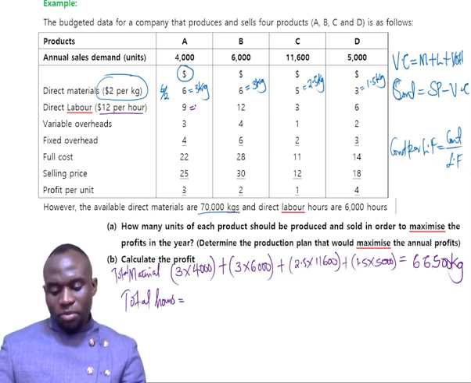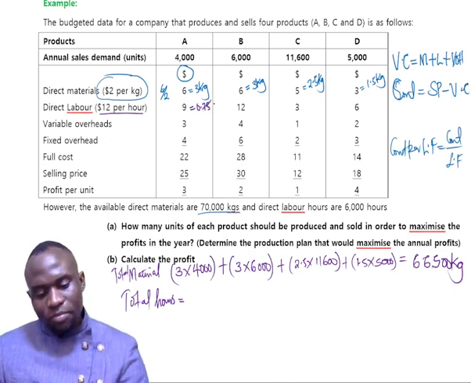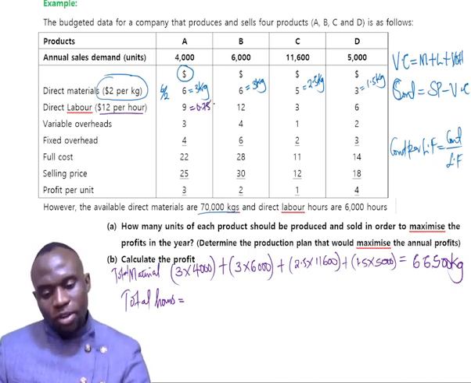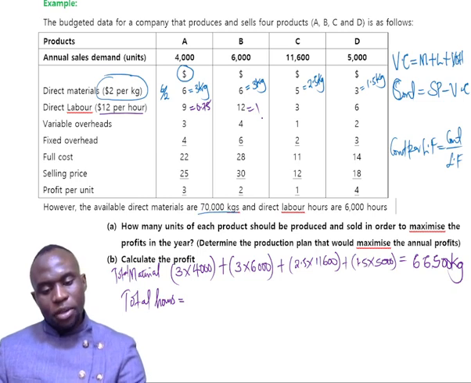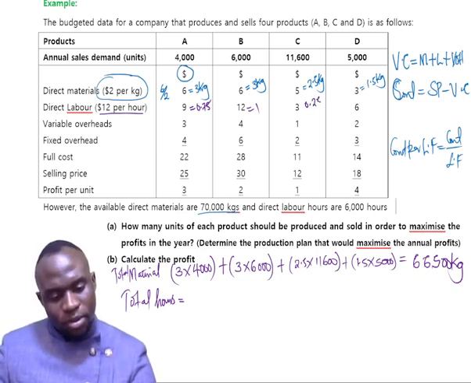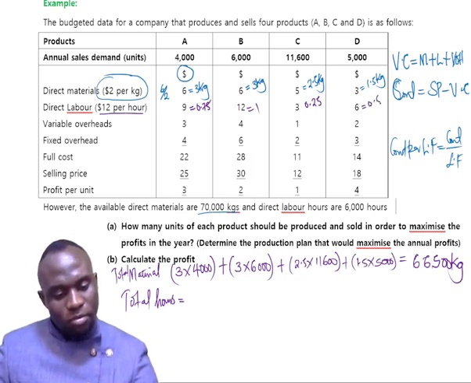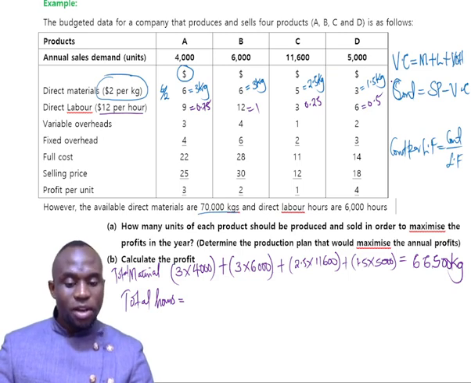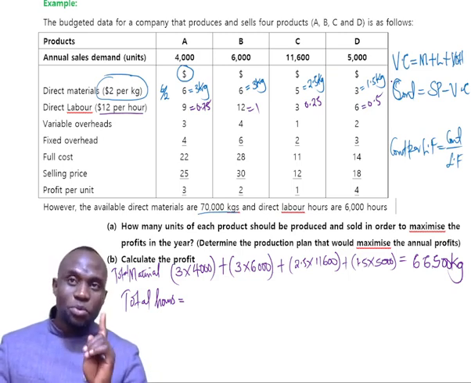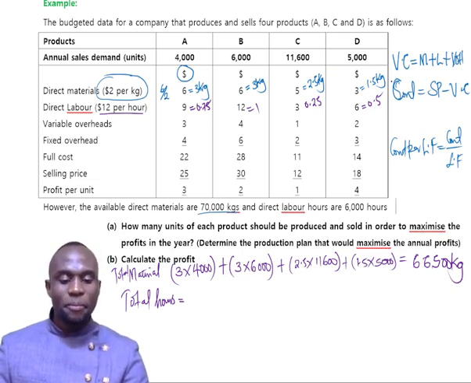So 9 divided by 12, we get 0.75. Then next, 12 divided by 12, this is 1. 3 divided by 12, 0.25. And finally, 6 divided by 12, you get 0.5. So what are those figures? It means to produce 1 unit of A, you need 0.75 hours, which is like 45 minutes.